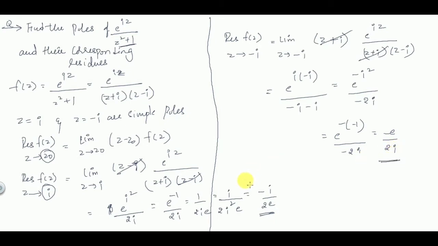So e divided by minus 2i, that is minus e by 2i. Or if you multiply and divide by i, so minus ie divided by 2i square. So minus ie divided by 2 into minus 1, so it is minus 2. So minus minus gets cancelled, so the result may be ie by 2. So you can keep it like this or like this. Both are same.